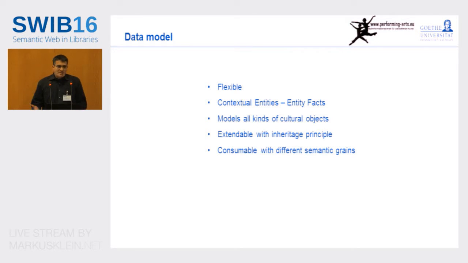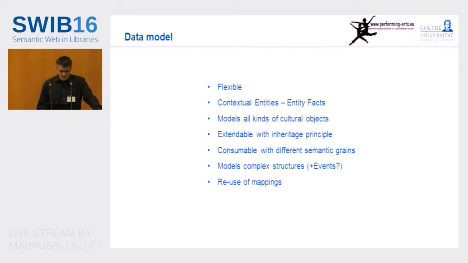It can be consumed anyway if we offer the data as linked open data. So if someone is only interested in the connection with the persons without the roles, it can be consumed very easily. And we can model all structures we have, and even more structures we don't have yet, but probably we will get them. And of course, as mentioned, we can reuse mappings.